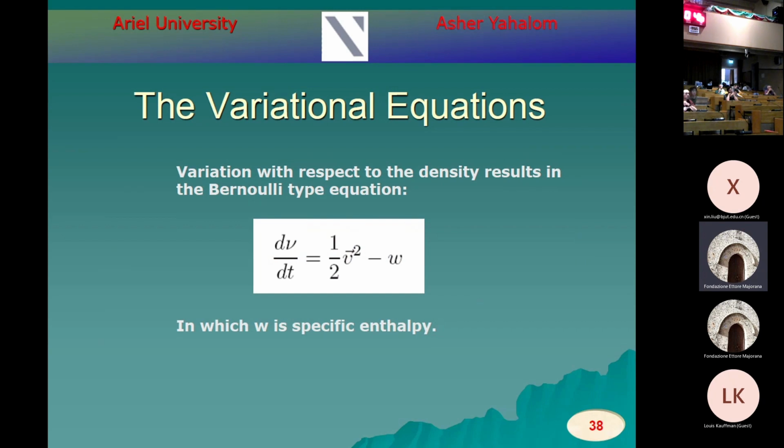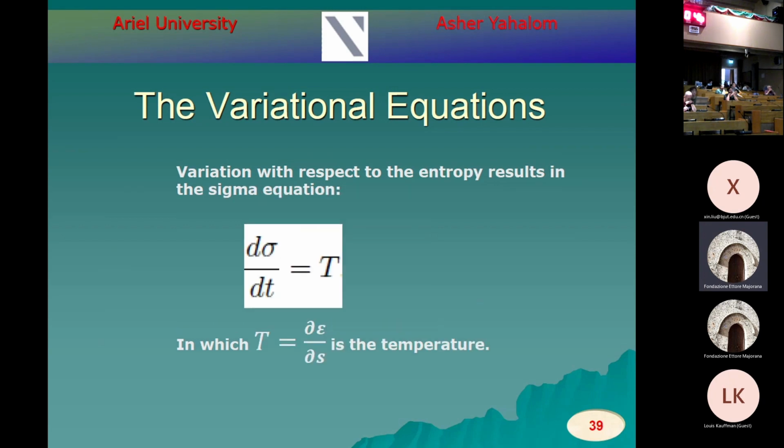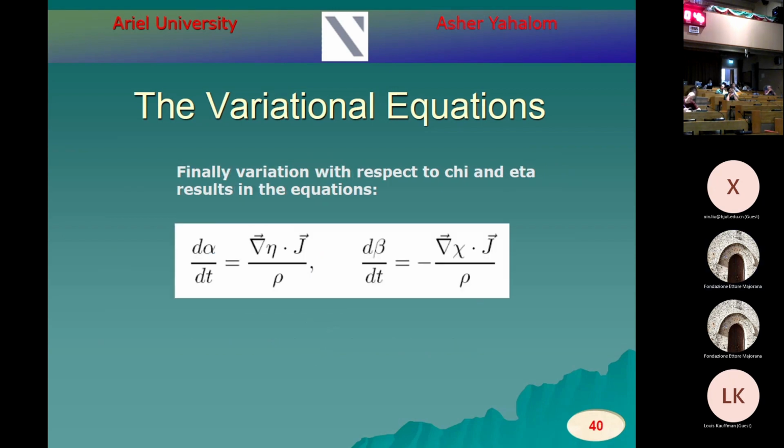So this is the variation with respect to the density. It's a Bernoulli type equation. W here is a specific enthalpy. And variation with respect to the entropy results in this sigma equation, meaning that the material derivative of sigma is the temperature. And this is a variation with respect to chi and eta. You have a material derivative for alpha and beta. They are both dependent in some way on the current.